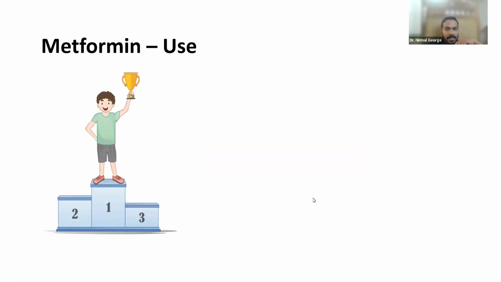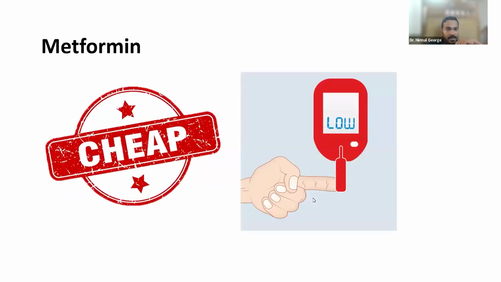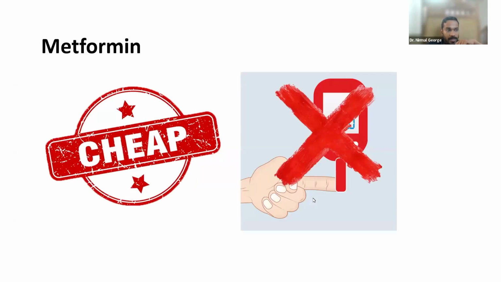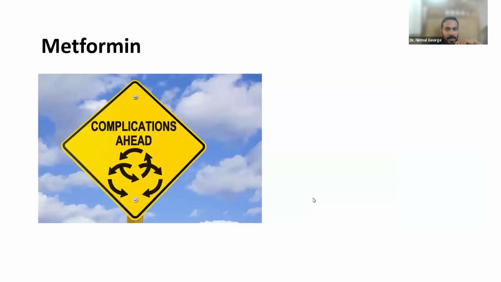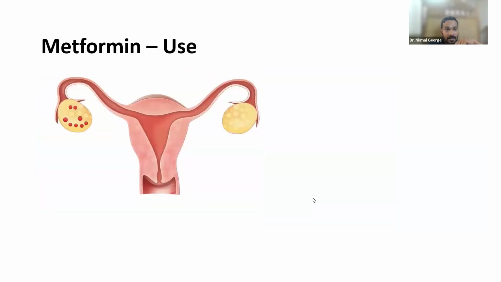Metformin is currently the first line agent for the treatment of type 2 diabetes mellitus, and it reduces the glycated hemoglobin by 1 to 2%. Metformin is very cheap, and the chances of hypoglycemia are very low because it does not increase insulin secretion. It will just inhibit hepatic gluconeogenesis. Metformin also prevents the microvascular complications of diabetes mellitus. Other than type 2 diabetes mellitus, metformin has got another off-label indication. It is used for polycystic ovarian syndrome, and it normalizes ovulation in patients who are having polycystic ovarian syndrome.